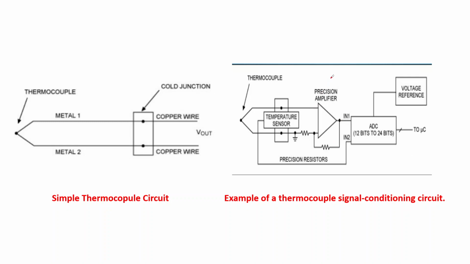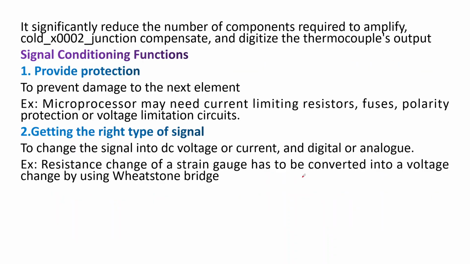The signal conditioning consists of an amplifier and an ADC to display. The amplifier amplifies the low output of the thermocouple to high. Then the analog to digital converter converts the analog signal into a digital signal to display. So this is why the thermocouple needs signal conditioning here.